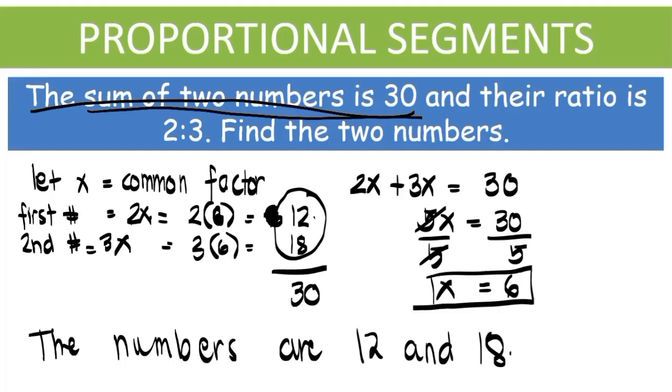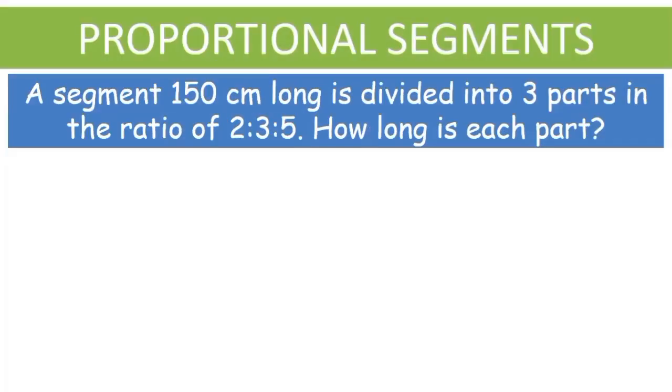I know you can do this on your own whenever you have to do your tasks. Okay. Last example for proportional segments. It says here, a segment which is 150 centimeters long is divided into 3 parts in the ratio of 2:3:5. How long is each part?